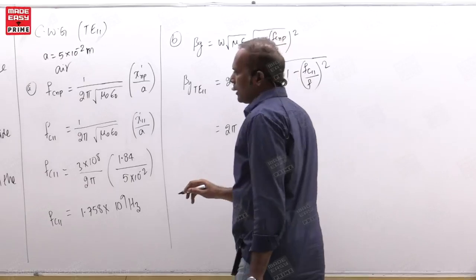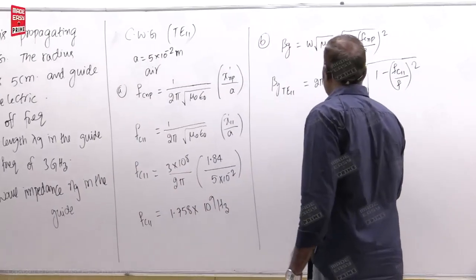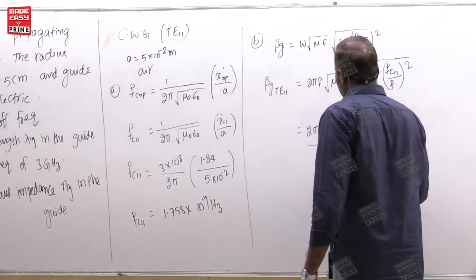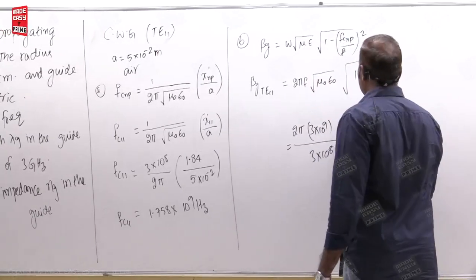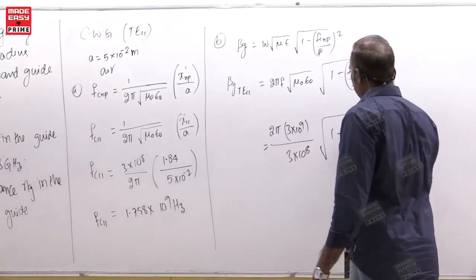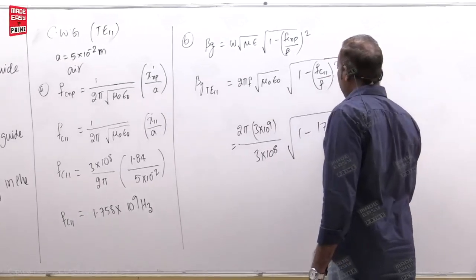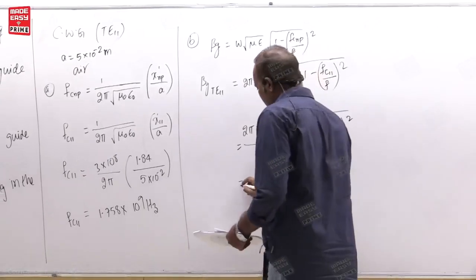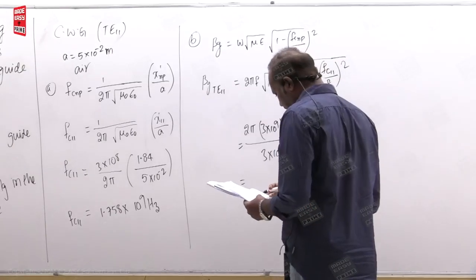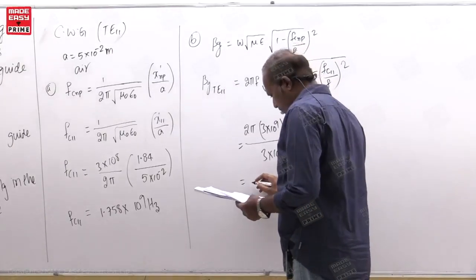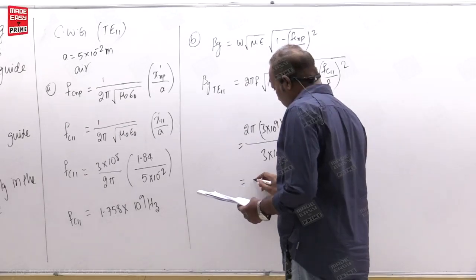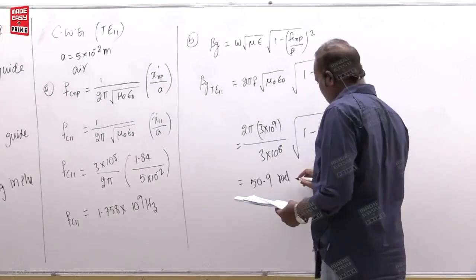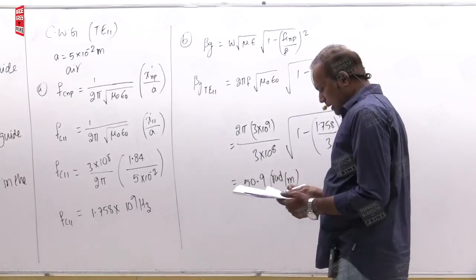So 2 into pi into, here the operating frequency is 3 gigahertz, so 3 into 10 to the power 9. Then 1 divided by root mu naught epsilon naught is 3 into 10 power 8. Next, root of 1 minus fc, here 1.758, divided by the operating frequency 3 gigahertz, whole square. Now this value beta g becomes 50.9 radian per meter. You see that calculation.